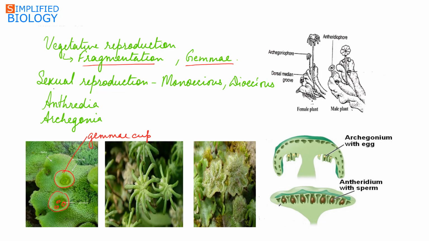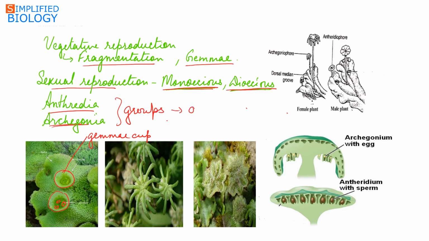Sexual reproduction, as we know, in bryophytes is oogamous. Liverworts are either monoecious, that is, the male and the female sex organs develop on the same plant, or dioecious, that is, the male and the female sex organs develop on separate plants. Riccia is monoecious, while Marchantia is dioecious. Now, in Marchantia, antheridia and archegonia develop in groups on long stalks.